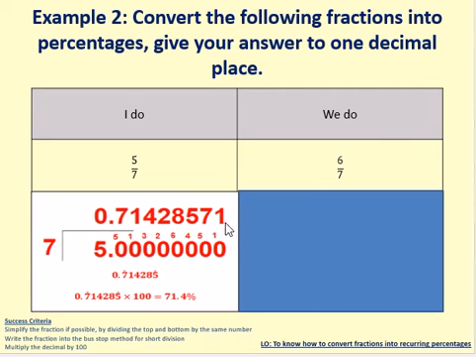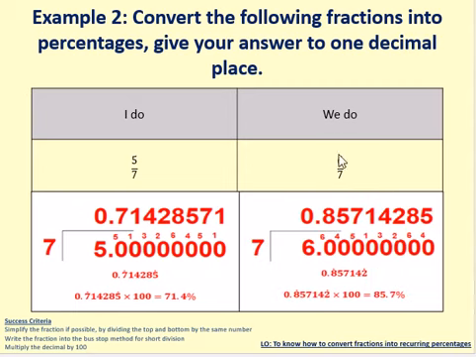So we can stop here and we can write our recurring number as 0.7 with the first recurring dot, 14285 with the second recurring dot. Times that by 100 to get it to a percentage, and then round it to one decimal place, so it's 71.4%. Pause the video there, copy that down, try the WeDo please.